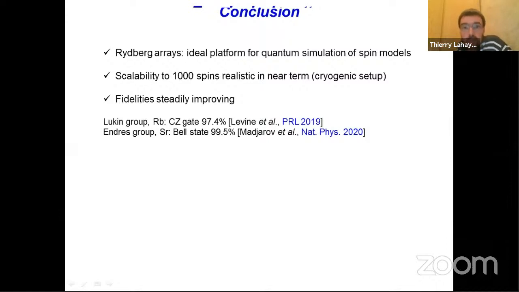So I hope I have convinced you that these Rydberg arrays are nice platforms for simulation of spin models. I think in the future, it's realistic to say that we may scale that up to maybe 1,000 spins or so. And also, this is something we are not pursuing in our group, but very recently there was really exciting news from Harvard and Caltech about achieving very nice fidelities for quantum gates with these systems. So this is also something very nice.